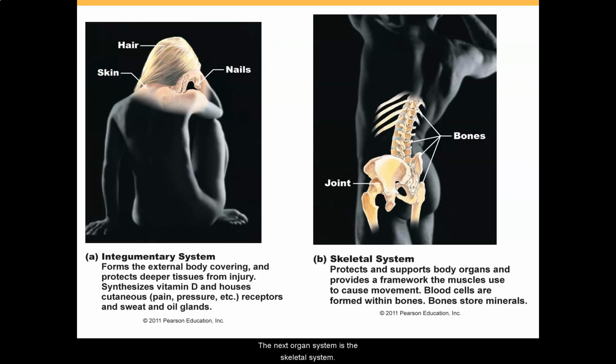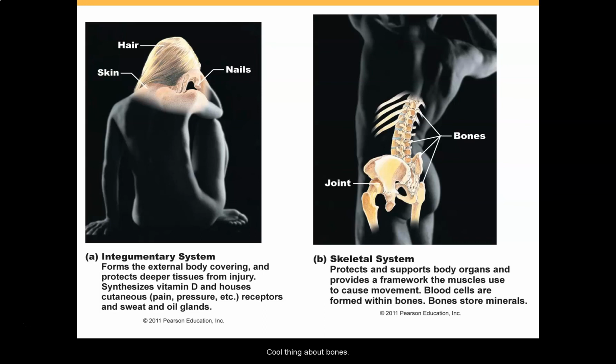The next organ system is the skeletal system. Major organs or components within the skeletal system: bones. Not shown here, also cartilage. The function of the skeletal system is to give our body some sort of structural support. Without bones, we would in essence be a big blob. No support, no structure, no organization.